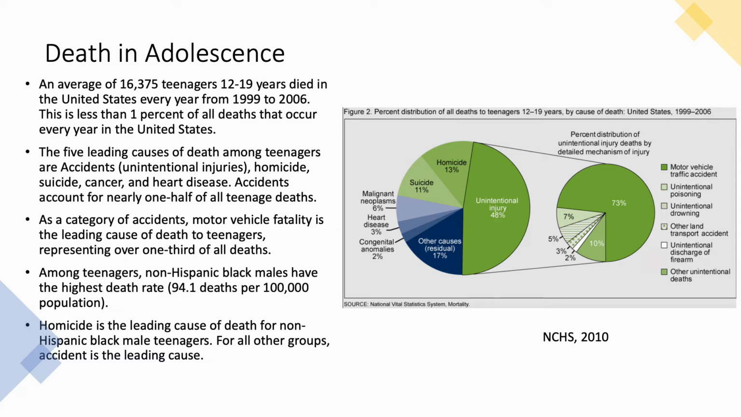Among teenagers, non-Hispanic black males have the highest death rate, 91.1 deaths per 100,000 population. And then homicide is the leading cause of death in non-Hispanic black teenagers. For all other groups, accident is the leading cause. This is something that we need to pay attention to, and hopefully your generation will change this. It should never be the case that homicide is the leading cause of death for any teenager.